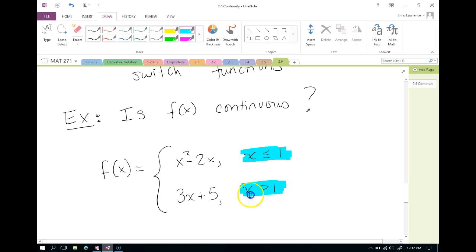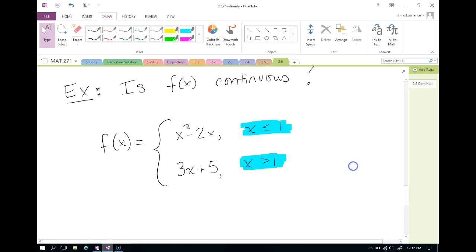Are these two guys connecting? Well, they connect if they meet up at the same point. And a point has an x value and a y value. Well, we're told the x value. The x value is 1. What we want to find out is if their y values match up. If the y values don't match up, then there's a big old gap in the graph. If the y values do match up, then the two pieces are connecting.